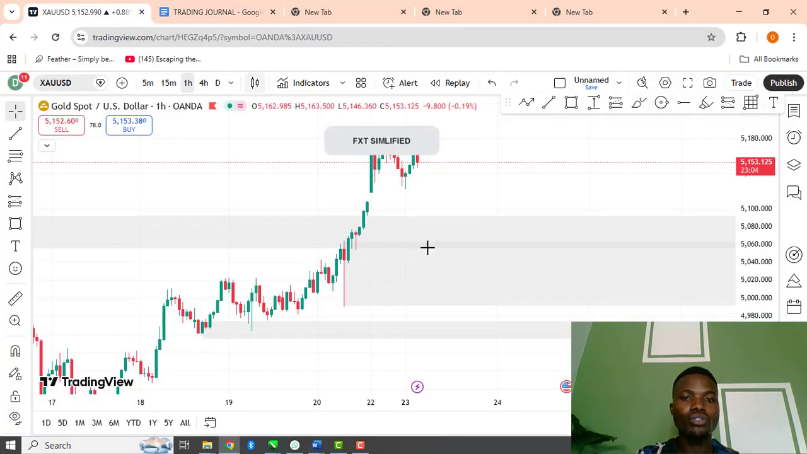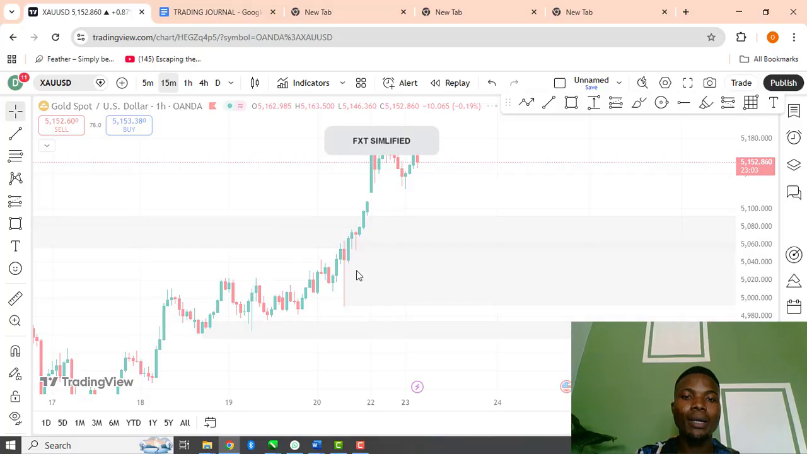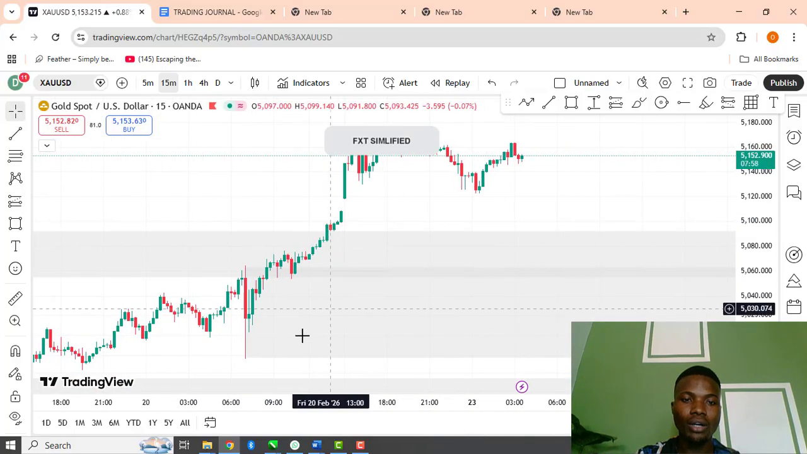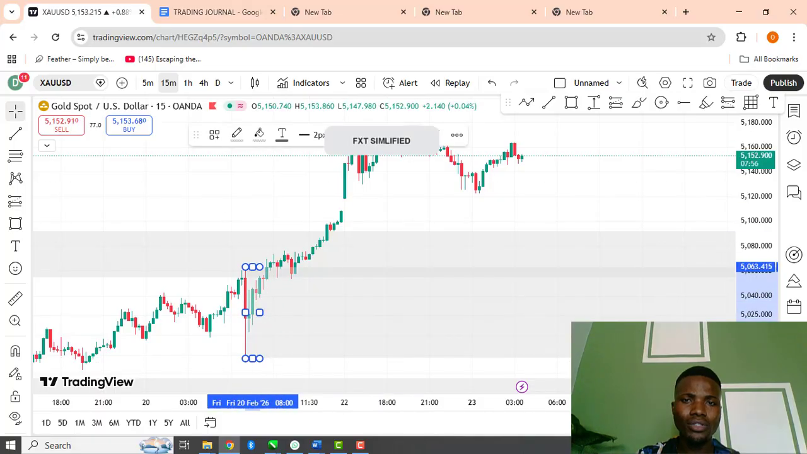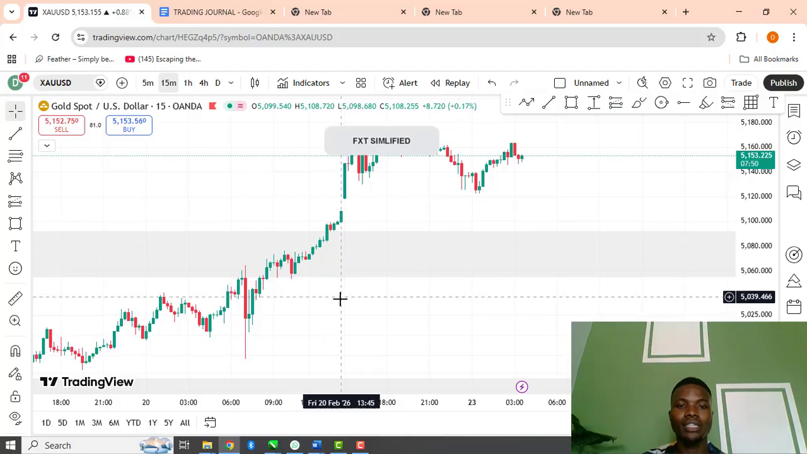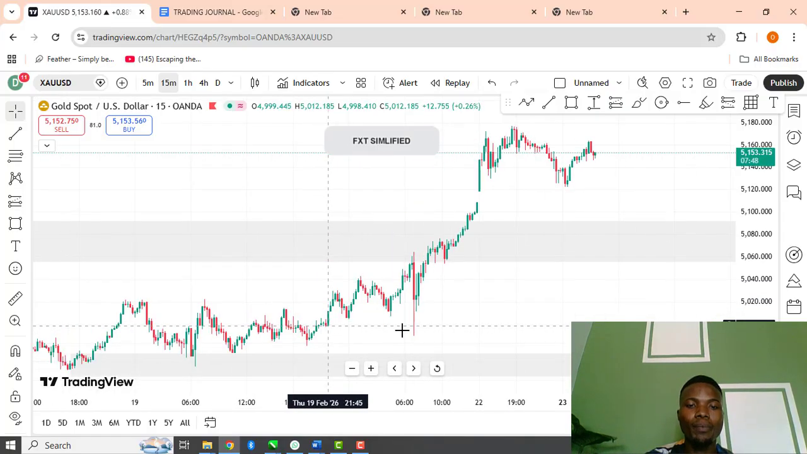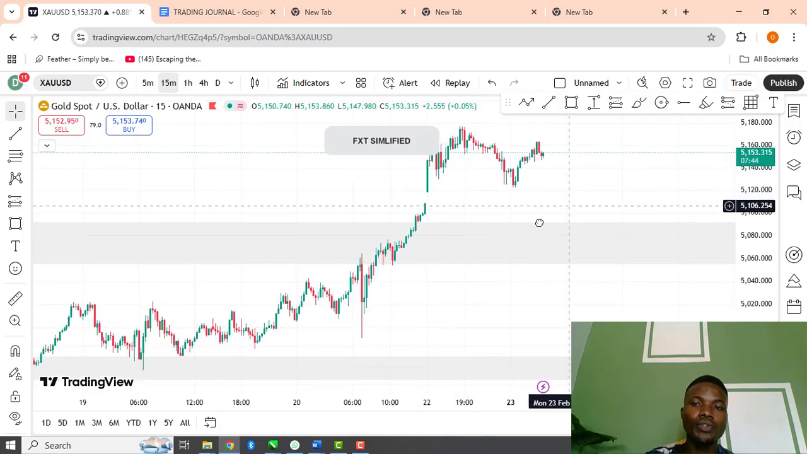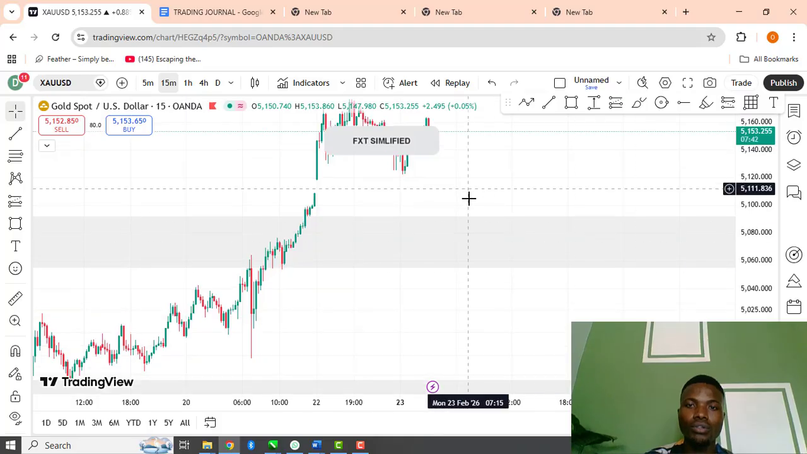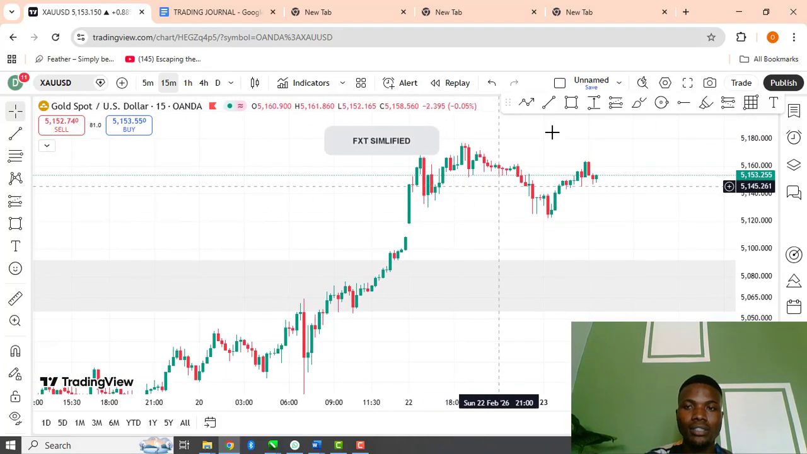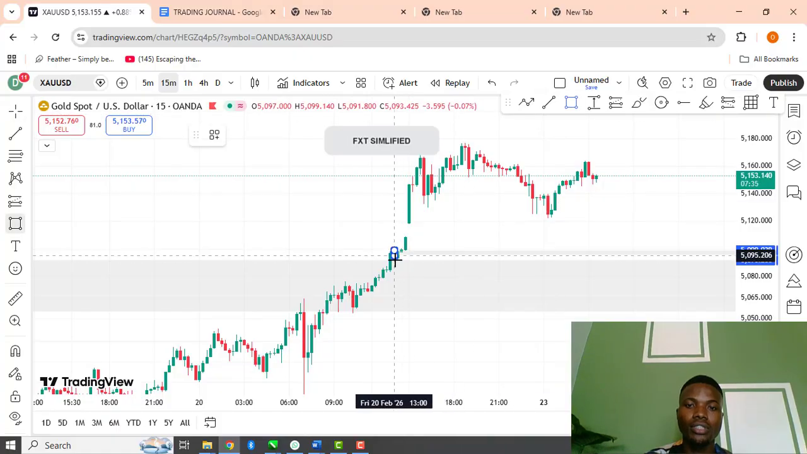All right, so let us go to the 15 minutes now and mark out our demand area. So where is our previous demand area? How to know our previous demand area is where price started to move upward. And from experience I can tell you that this is a previous demand area.